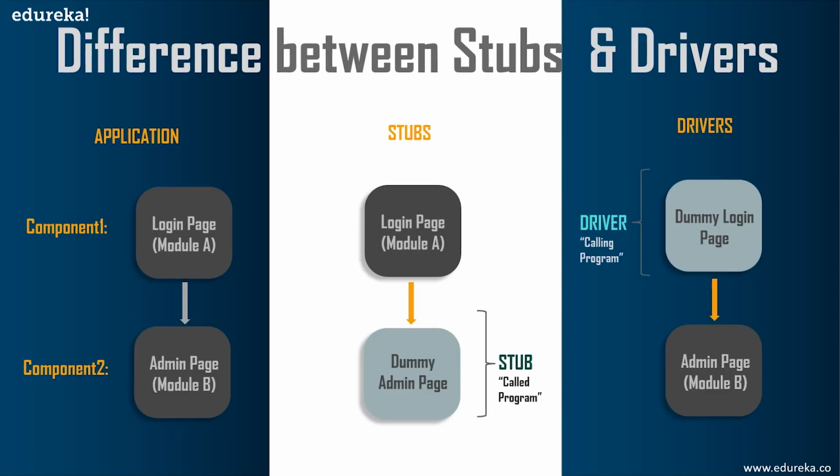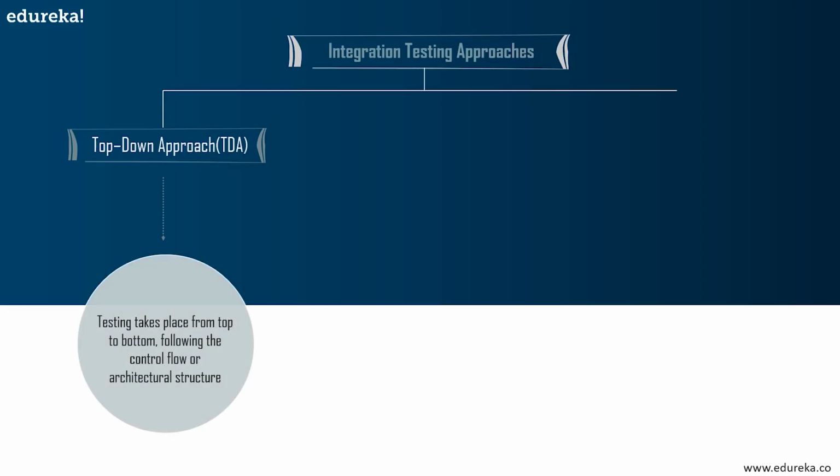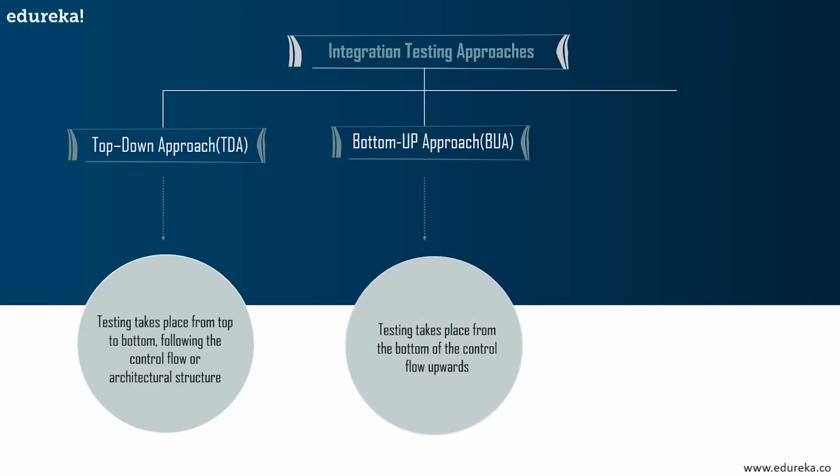Now that you're aware of these concepts, stubs and drivers, let's get started with the different approaches to integration testing. Basically there are three types. To begin with, we have the top-down approach. The top-down approach starts by testing the topmost modules and gradually moving down to the lowest set of modules one by one. And then we have the bottom-up approach, which is exactly the opposite of top-down. The bottom-up approach starts with testing the lowest units of the application and gradually moving up one by one.